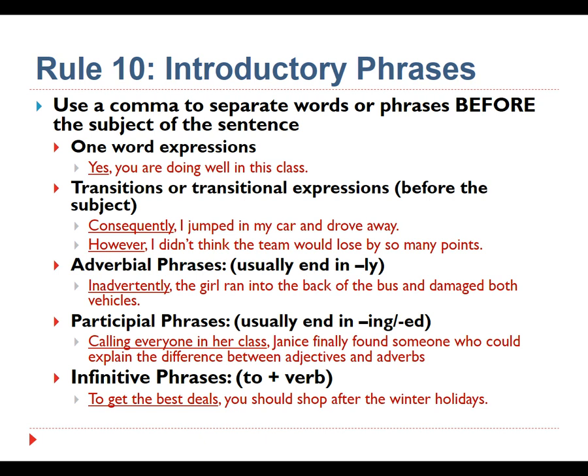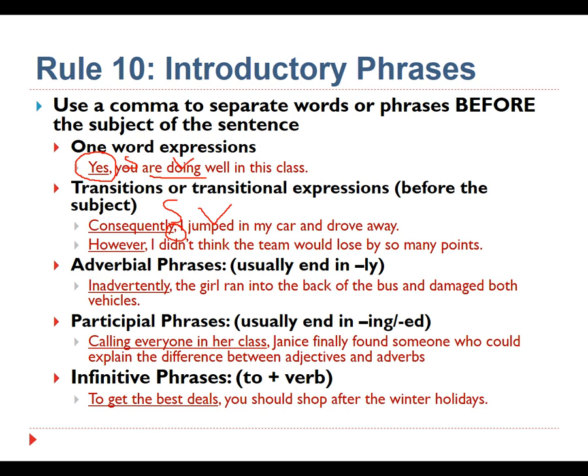One-word expressions can introduce a sentence. Yes, you are doing well in this class. The subject of the sentence is you. The verb, are doing. Thus, yes introduces the complete sentence and it needs a comma after it. Transitions can also be used at the beginning of the sentence. Consequently, I jumped in my car and drove away. I is the subject, jumped is the verb. The transition consequently needs a comma after it.